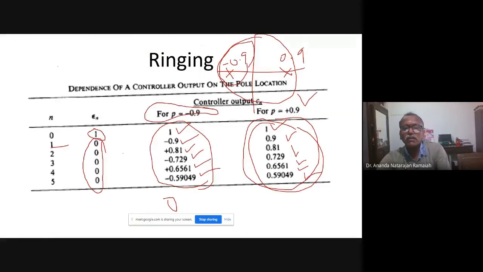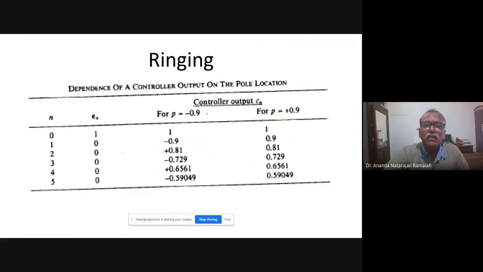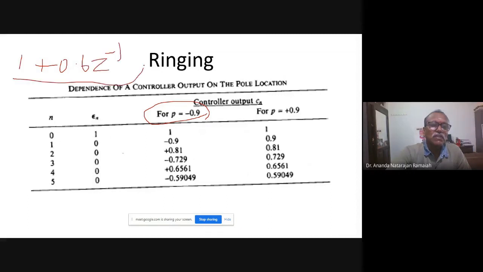You check that if the pole is on the right hand side, P is a positive value. If the pole is on the left hand side, P is negative. Take the example 1 plus 0.6 z power minus 1. If you check, the pole will be on the left hand side here, at minus 0.6, but within the unit circle, so stable. But if you inject an impulse input, it gives alternate positive and negative values.